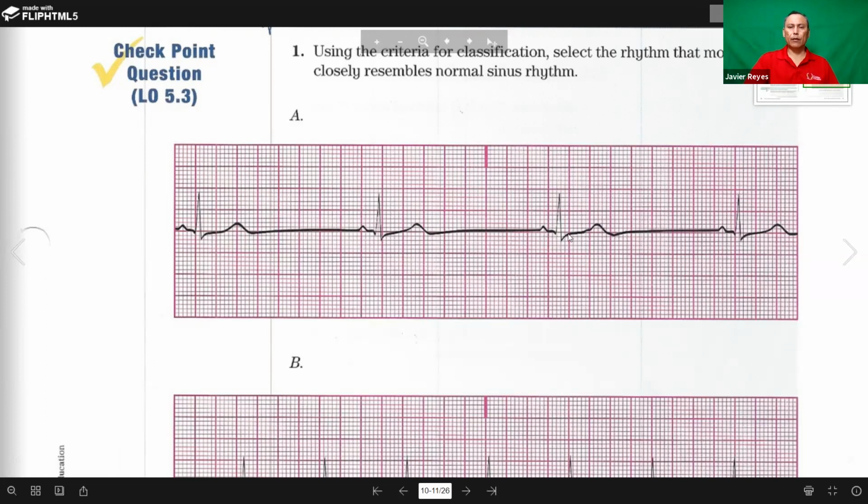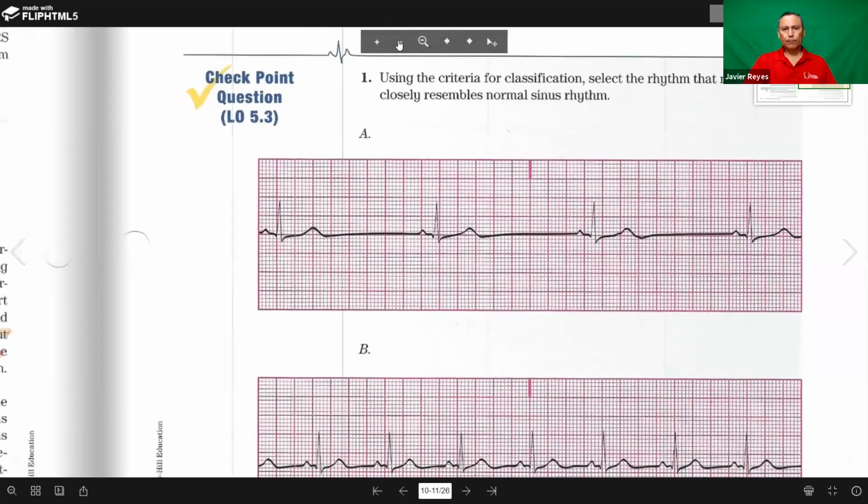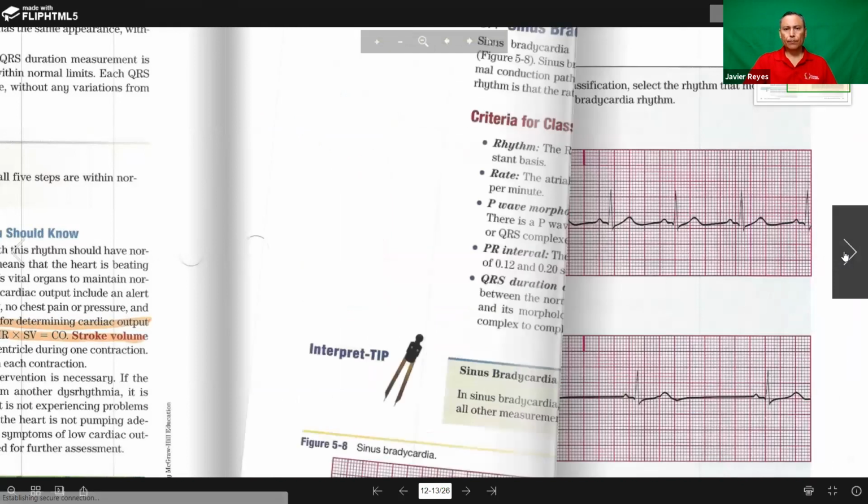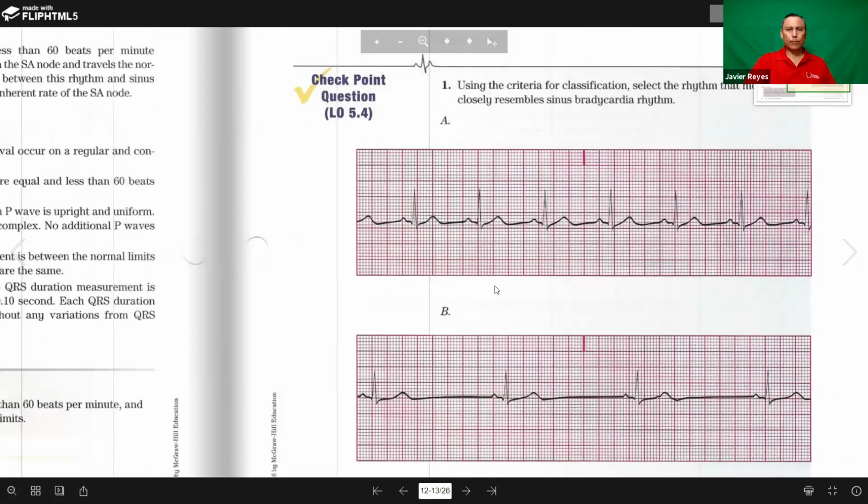So you have to measure it. And then lastly, you measure the QRS, 1.5, 1.5, 1.5, and so on. So the only problem we see in this one, letter A, is the rate. It's slow. Other than that, it's a normal sinus rhythm. Sinus bradycardia. Any questions on this one, ladies? No. Very good. Okay, let's move on because we have to finish this.